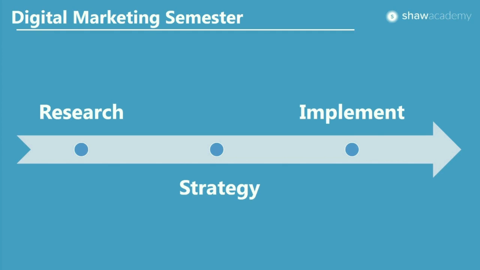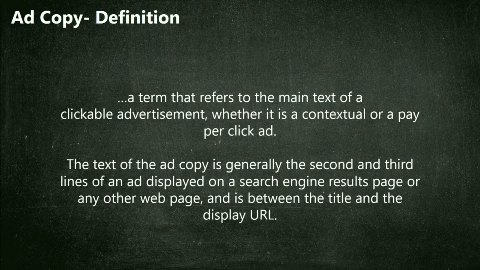All right, so from there, now we know what the structure is. We're going to get stuck in with a definition for ad copy. Ad copy is a term that refers to the main text of a clickable advertisement, whether it's a contextual or a pay-per-click ad. The text of the ad copy is generally the second and third lines of an ad displayed on a search engine results page or any other web page. And it's between the title and the display URL. And don't worry if this makes no sense, I will show you a live copy of it.